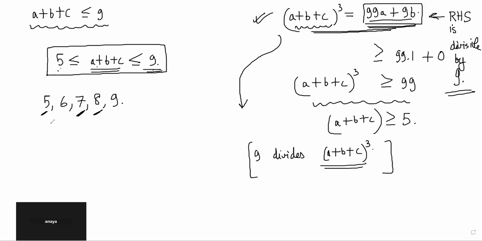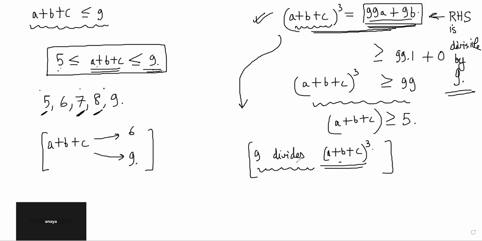If you take it as 5, 7, 8, do you get the cube of it divisible by 9? No, right? So the only things left are that A plus B plus C can be 6 or can be 9. In both of those cases, 9 will divide (A plus B plus C) whole cube, right? Yes.